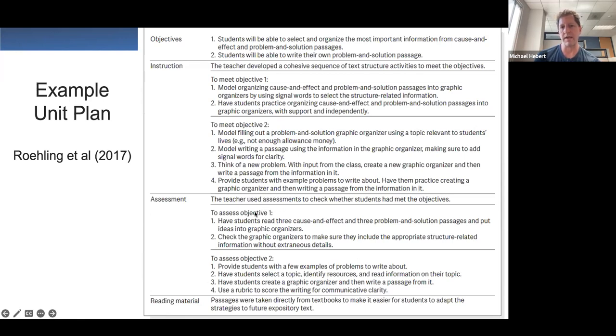And we've got some ideas around assessment here too, like how to assess whether or not kids are including enough examples, whether they're using good connecting words, whether they are connecting the ideas in a cohesive way, and things like that.